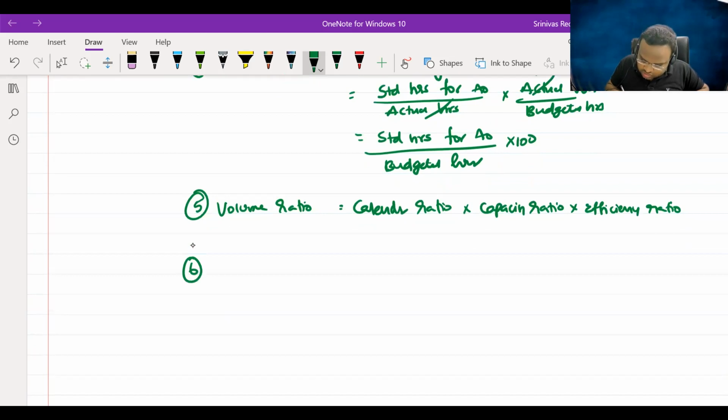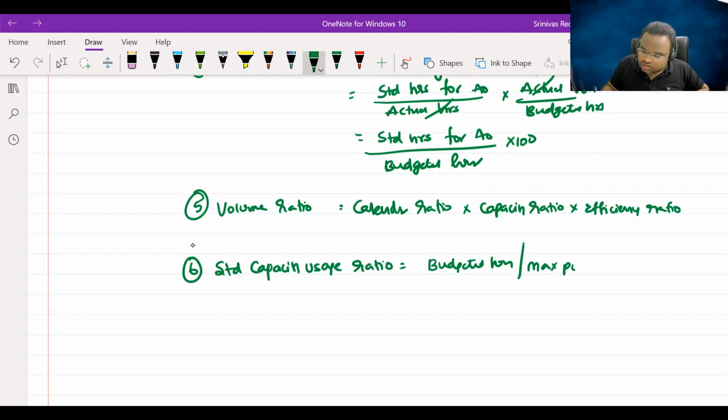Last one, standard capacity usage ratio. Budget hours divided by maximum possible hours into 100. That means because of downtime, you may not use it fully. For example, a bike says that you can give 100 kmpl mileage provided all these conditions are met. Sometimes because of impossible things, you may not be able to achieve 100.